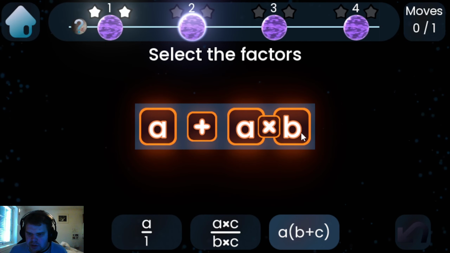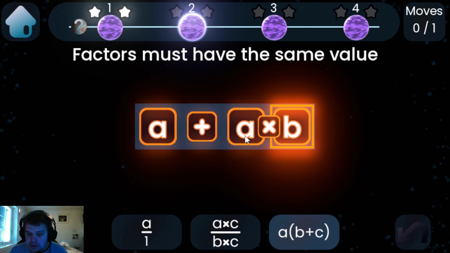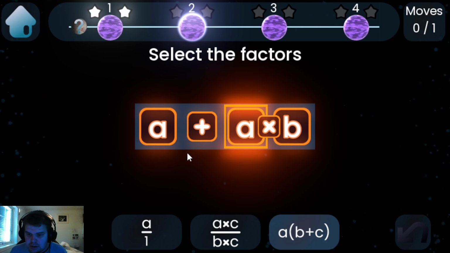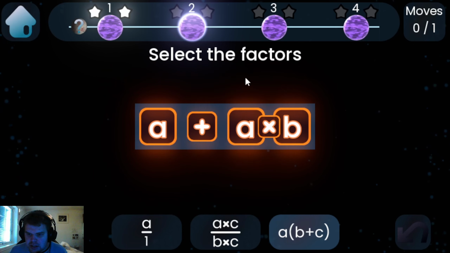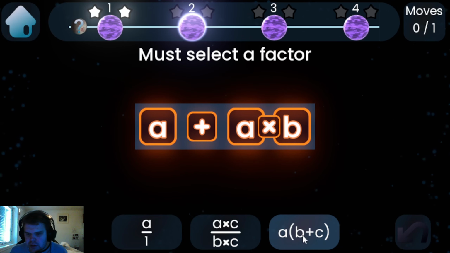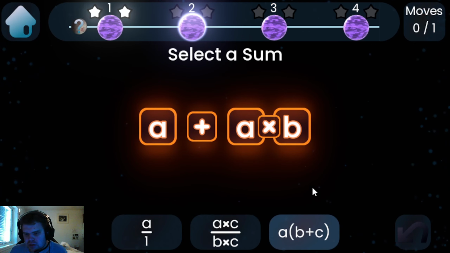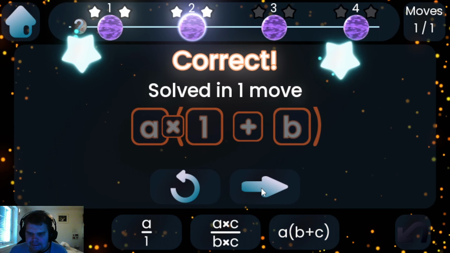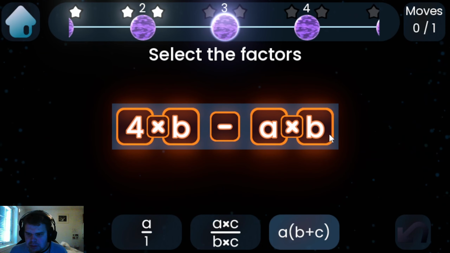So if I select B, I now need to find a B. If I want to unselect B, I can just click it again, and I can select A instead. And if I want to unselect the sum, I need to just re-click the button. Yeah. All right. So we find the B's.